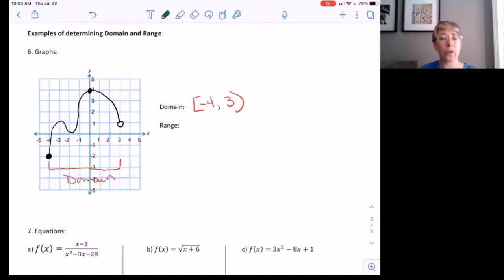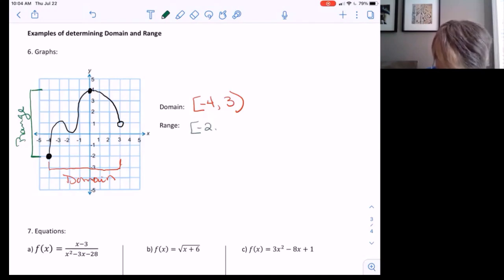Our range, however, is all of our y values, our output values. Our lowest point is at -2. Our highest point is at 4. And again, you always go from smallest to largest. So we're going to go from bottom to top. We've got the -2, which is included. And we have the 4 that is included.